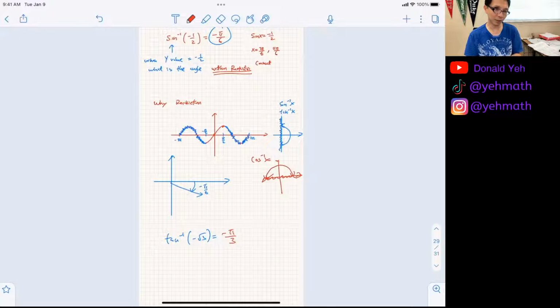He basically asks you: what is the value if the tangent value is equal to negative square root 3? What would be the radian? The radian has to be pi over 3, but it has to be in the fourth quadrant. Does that make sense?